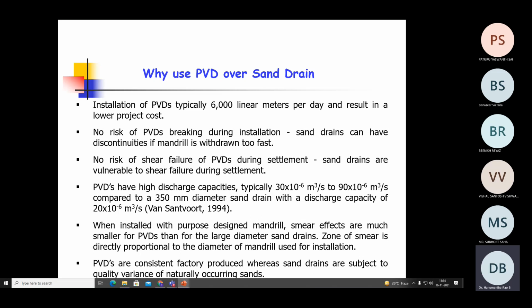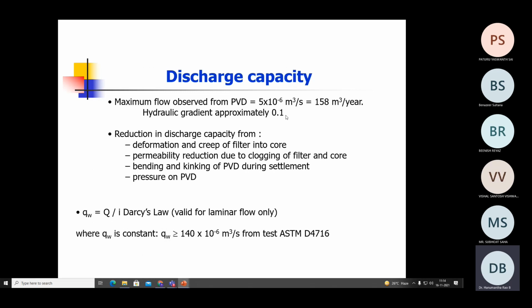But we cannot totally avoid the smear effect. Some extent of the smear effect is possible during the installation of the PVD. Therefore, this has to be accounted for when you design any PVD or the sampling. PVDs are consistent as they are factory produced, so we have some kind of control over the PVD manufacturing, while that is practically not possible in the case of the samples. So this is some information about the discharge capacity.